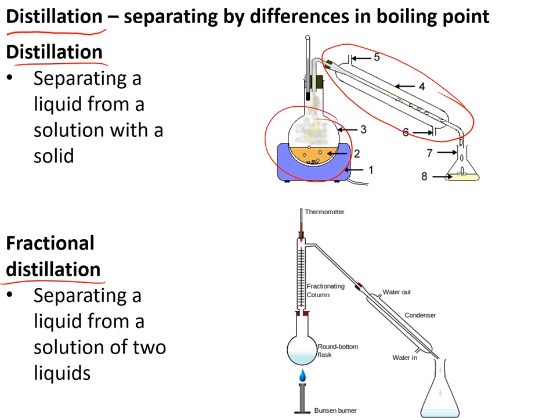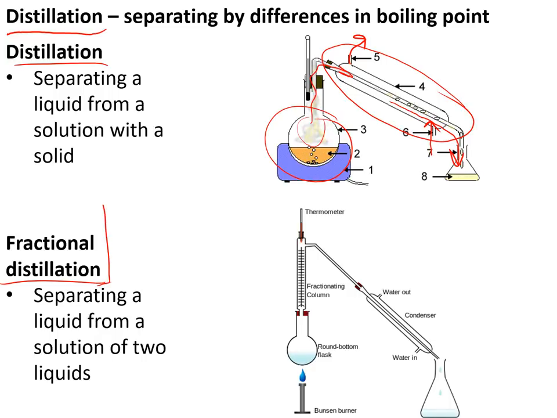And what happens in a condenser is we put cold water in there and the water comes out there. And that cold water provides a nice cool surface for all these vapors that are rising up. When they hit that cold surface, they condense. As you can see, they form these droplets of liquid, and the droplets of liquid come out and we collect them at the end.